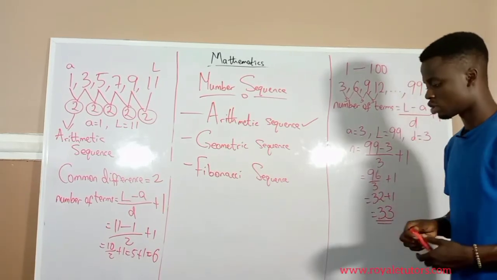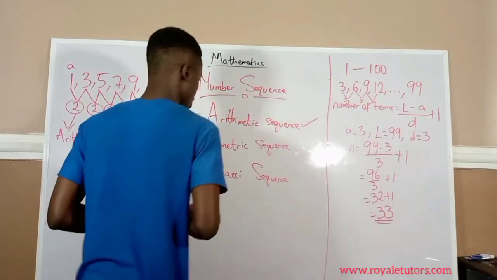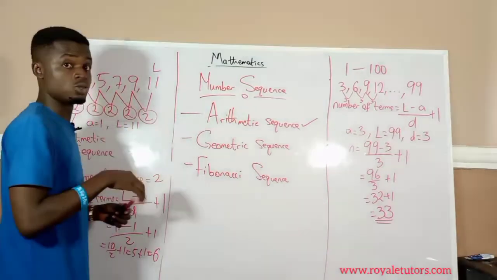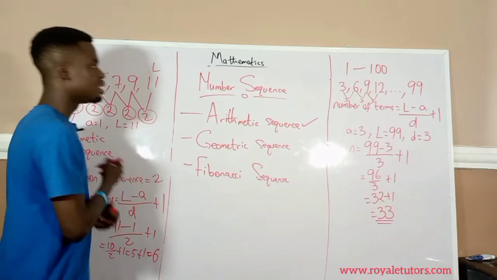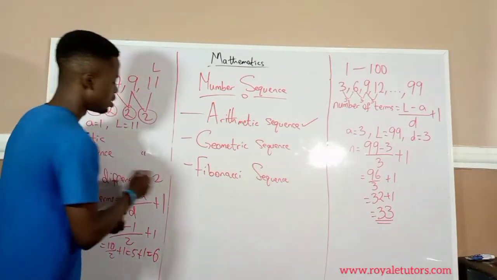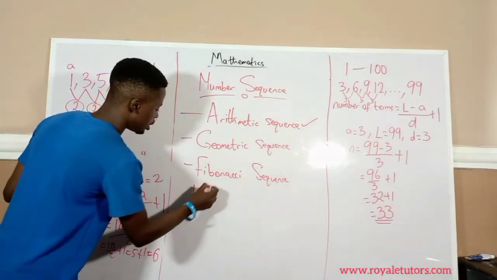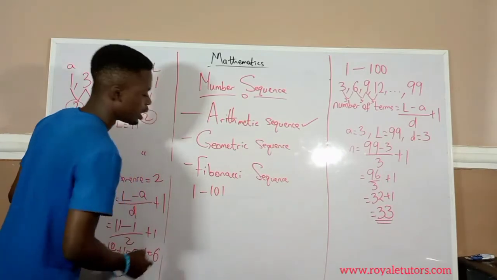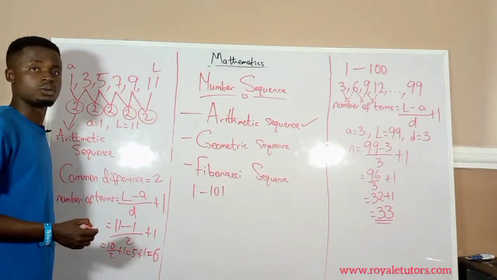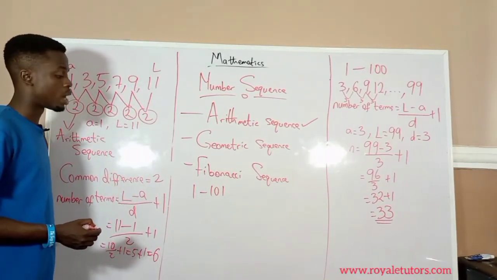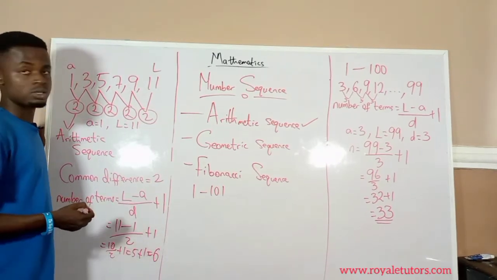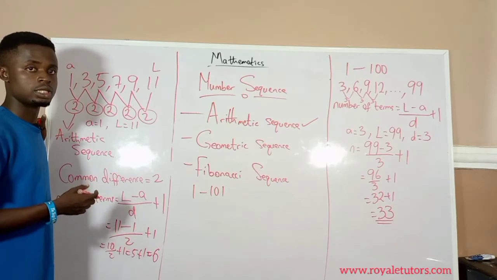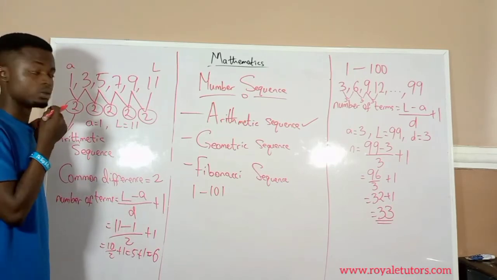I want you to try one. I will give you one to try. All you need to do is just to pause the video, do it, and then come back online to see if it's correct. So how many numbers between 1 and 101 are divisible by 4? How many numbers between 1 and 101 are divisible by 4? You can pause the video now, then you play it after you are done.